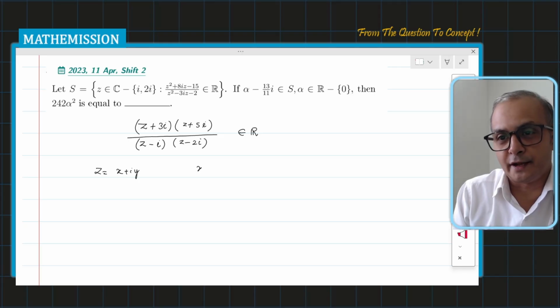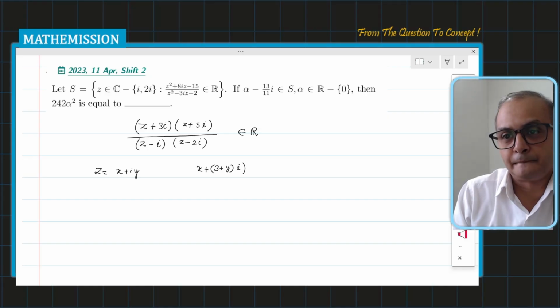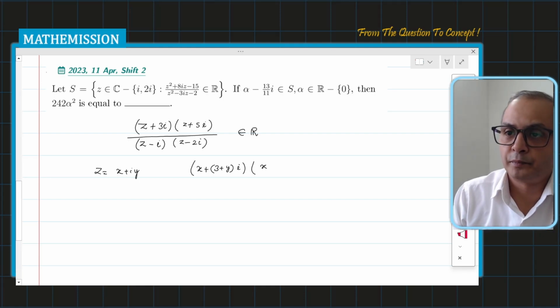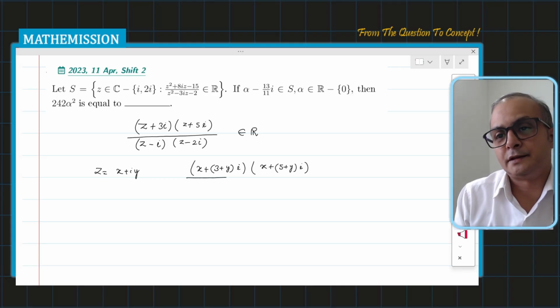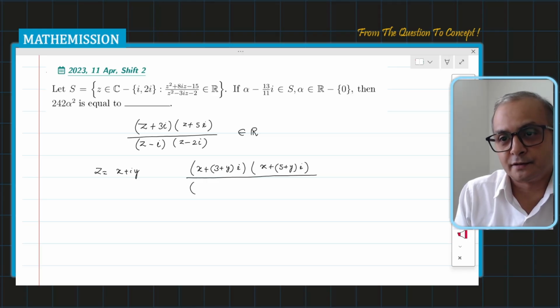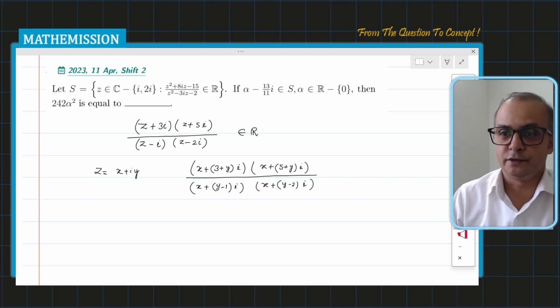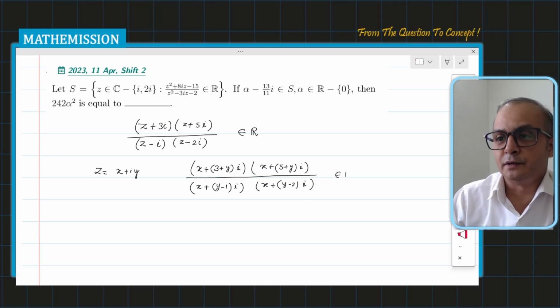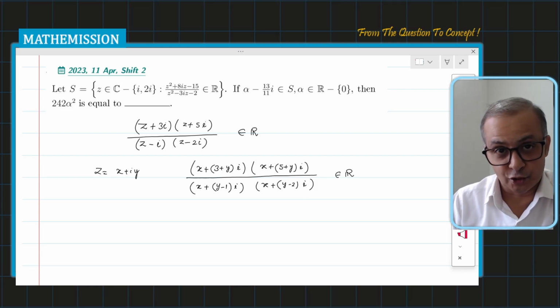Substitute there, so we get what? x plus (3 plus y)i, and here x plus (5 plus y)i. In the denominator, again a similar kind of story: x plus (y minus 1)i, and here x plus (y minus 2)i. Now this is a complex number we have, and this wants to be real. It means its imaginary part should be 0.